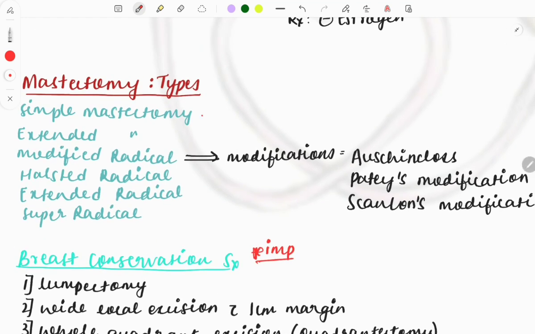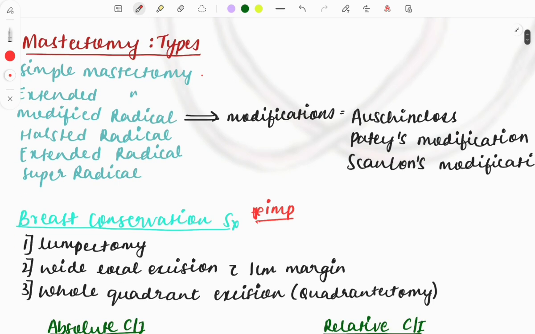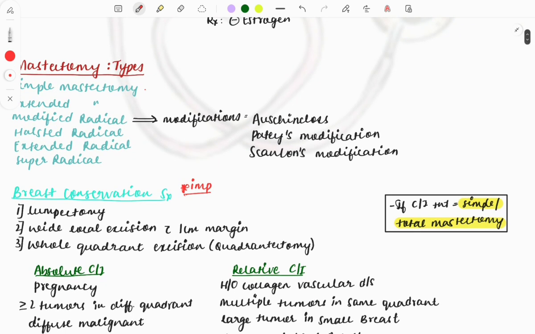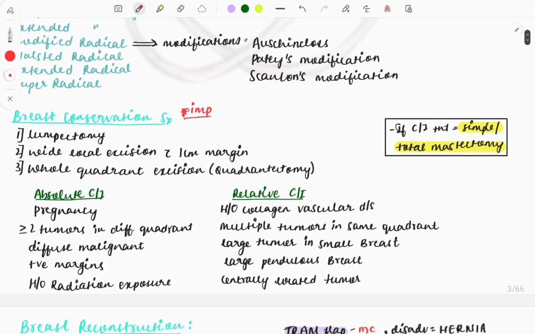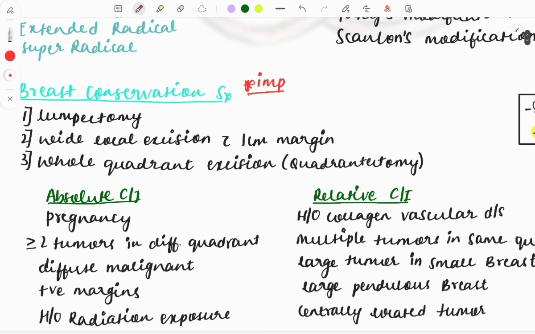So the example, simple mastectomy. Simple means we'll be just removing the breast. Okay, simple mastectomy. Extended mastectomy stands for what? Modified radical mastectomy, halsted radical, extended radical, and super radical. ठीक है. So what does this stand for, and which all structures are being removed in these kind of mastectomy? You need to know.